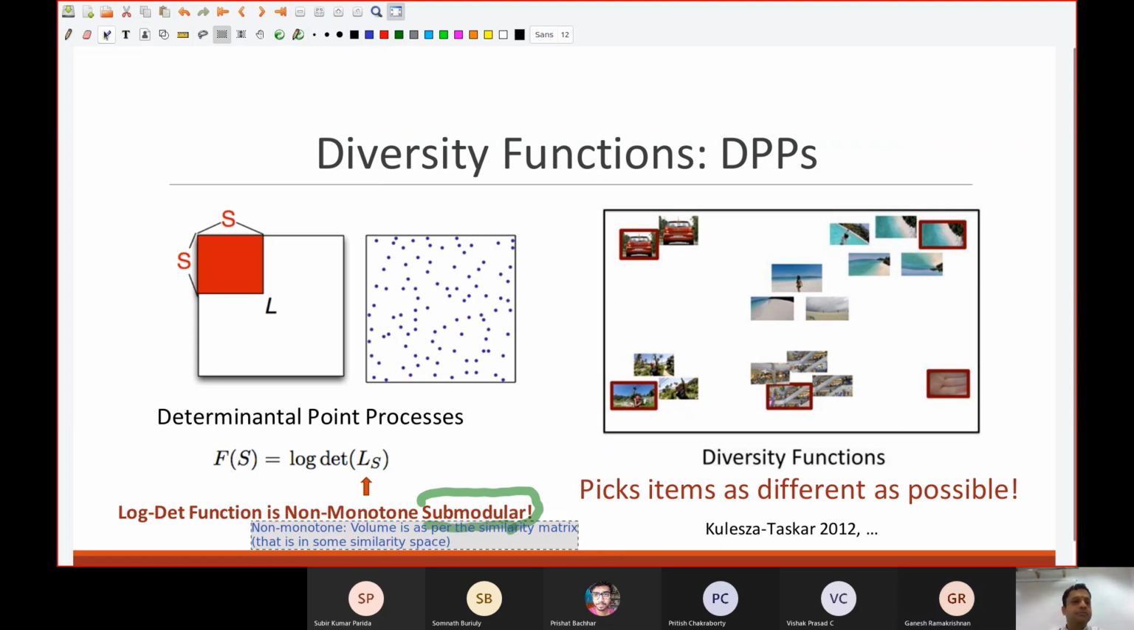And it turns out that log det is probably the only diversity function we'll see which is even submodular. There are other functions which are not even submodular. And the good thing here is that log det has picked up an outlier. Because it's trying to pick diverse points, it has picked up an outlier. And that is typically expected of diversity functions.